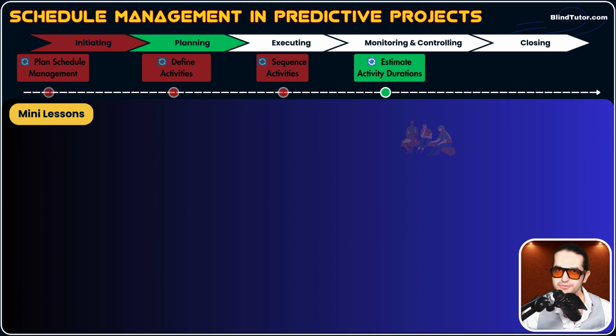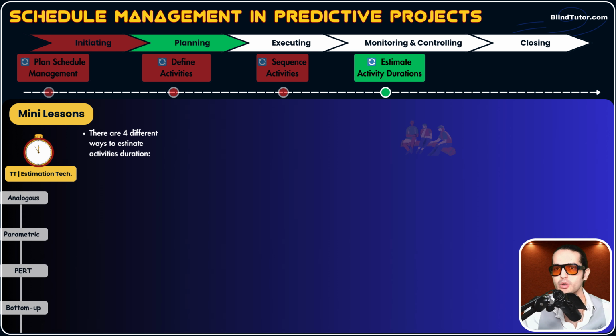All right, my beautiful friend, let's continue our mini lessons with tools and techniques of estimate activity duration process. Guys, at the end of the day, this is called estimate activity duration. So we look at each activity. By we, I mean PM and the team. In a meeting, we look at each activity and say, hey, how long will this activity take? To know the duration of that activity, we apply estimation techniques.